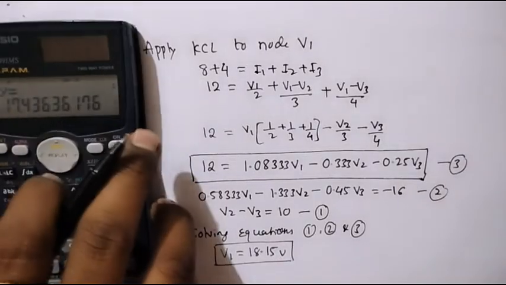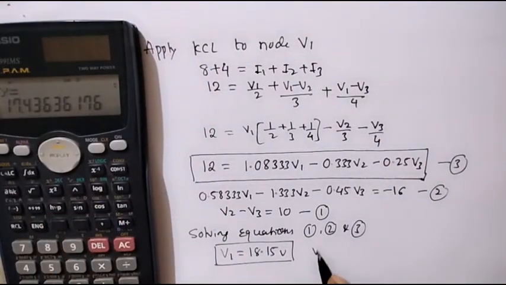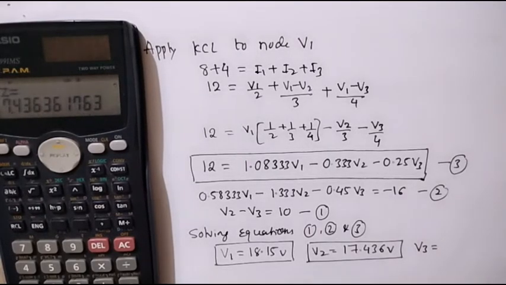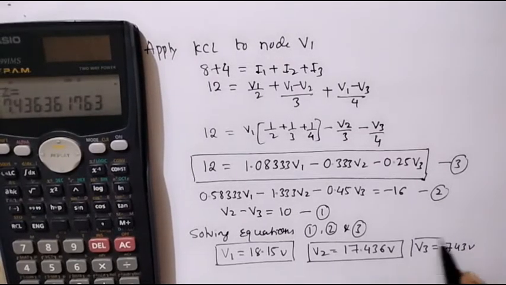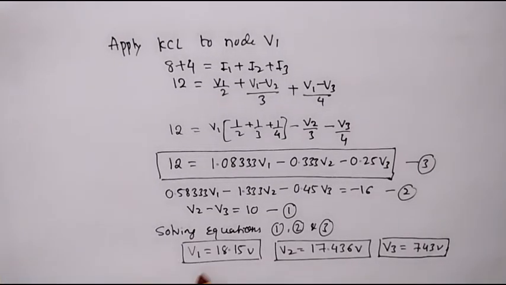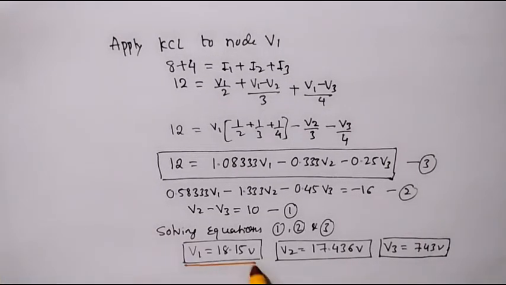Next, V2 is 17.436 volts and V3 is equal to 7.43 volts. These are the three voltages we have calculated, that is V1, V2 and V3.